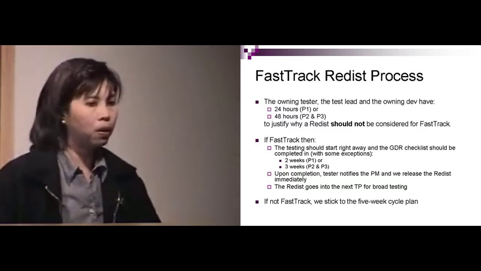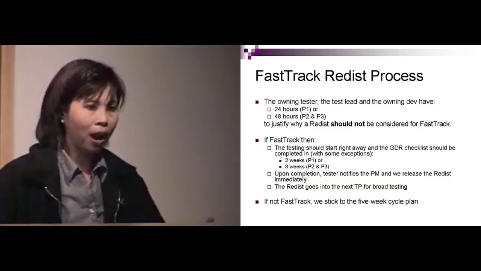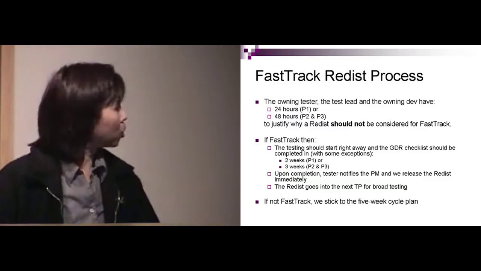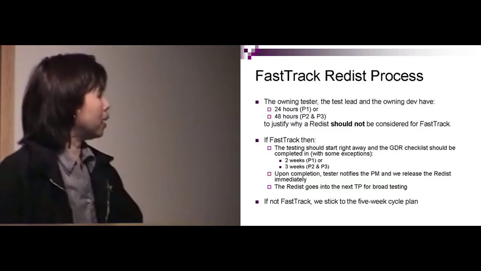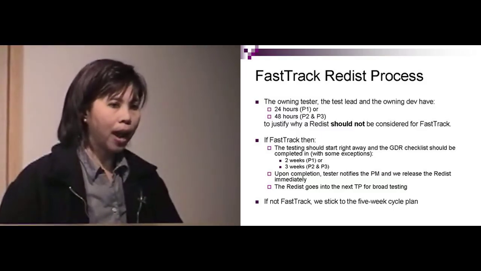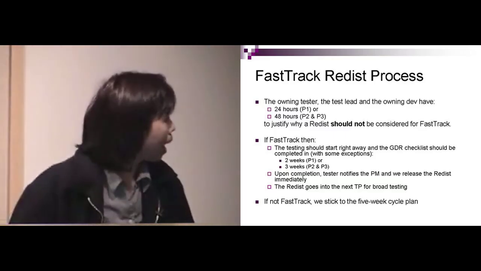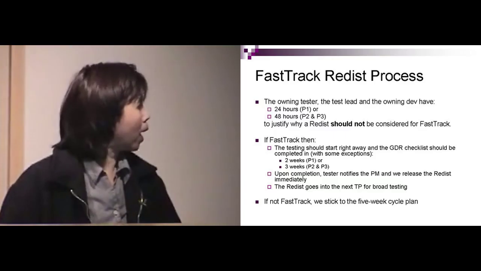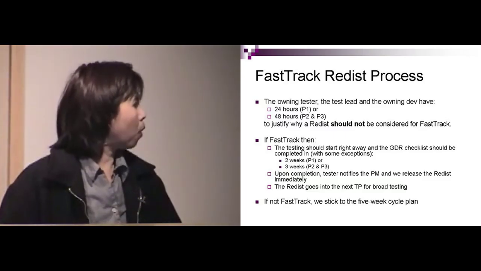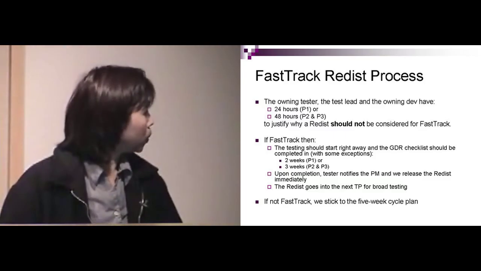For P2 and P3, we gave them additional time, like 48 days, just to give a fast track justification. If the bug fix is a candidate for fast track, then we're saying that you must test that bug fix immediately and complete all your testing for P1 within 2 weeks. And for P2 and P3 Redist requests, you have about 3 weeks to do that.